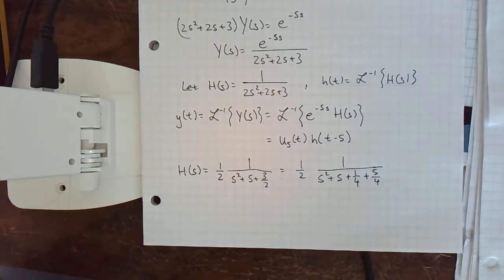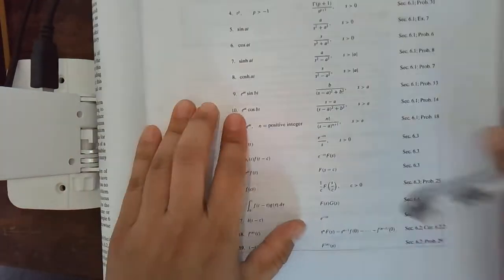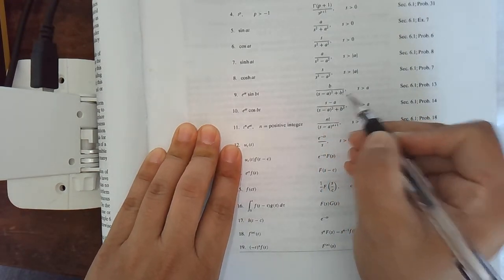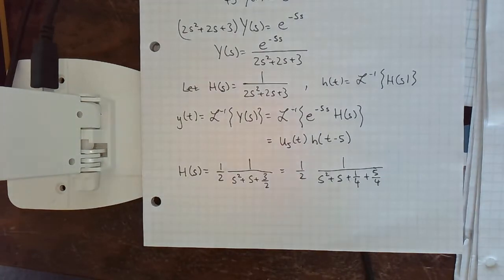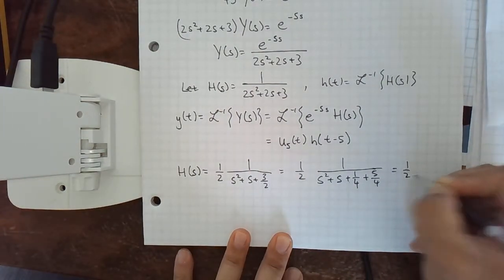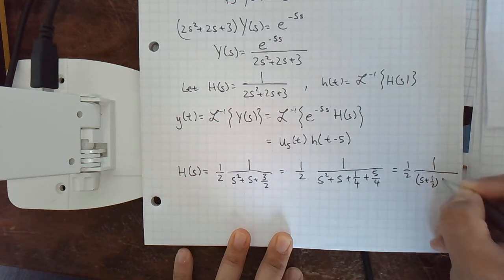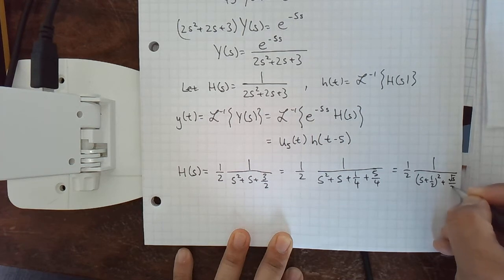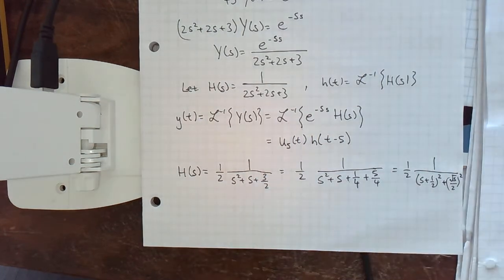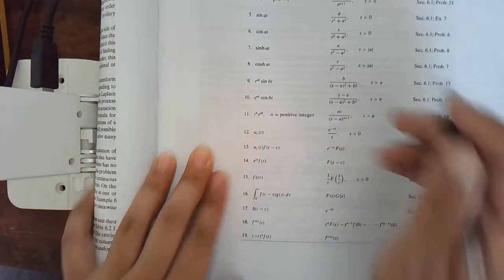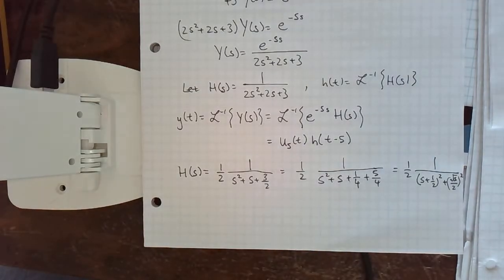Okay, now we need to match this format. This thing is squared, that thing is also a thing squared. So we're going to write 1 over 2 times 1 over s plus 1/2 squared is the first part, and then this is root 5 over 2 squared is the second part. And we're getting pretty close. That's b squared, we need a b on top. So we need a root 5 over 2 on top.